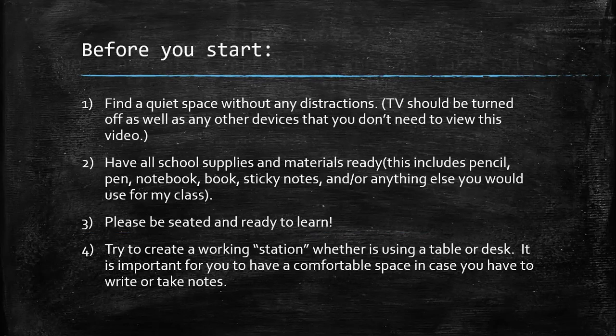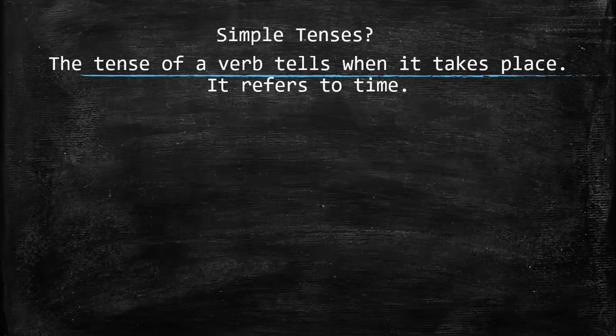All right. So when we're talking about simple tenses, because we're still working with simple tenses, the past and future are simple tenses. So when we talk about simple tenses, the tense of a verb tells when it takes place. It refers to time, okay? And today, as I said before, we are going to cover past and future.